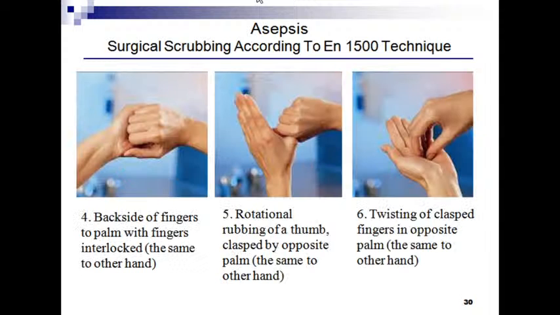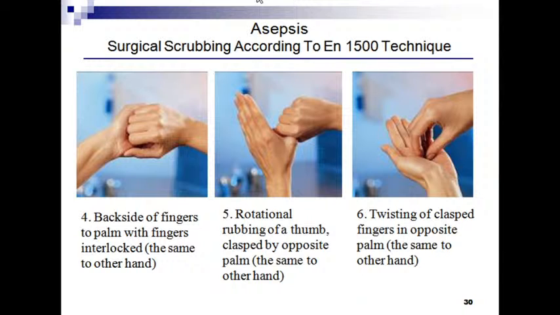Fourth step, backside of fingers to palm with fingers interlocked. The same movement you should do to your other hand. Position number 4. Position number 5. Rotational rubbing of the thumb, clasped by the opposite palm. The same you should do to the other hand.